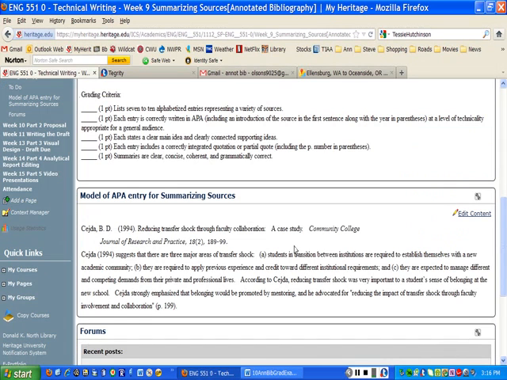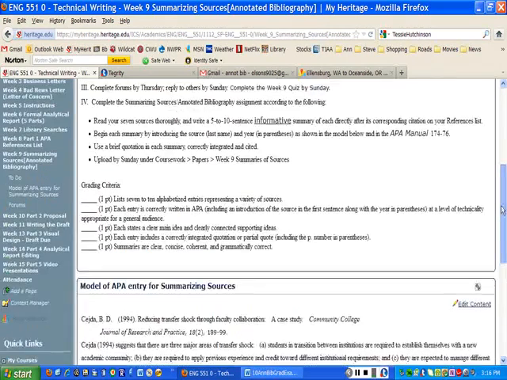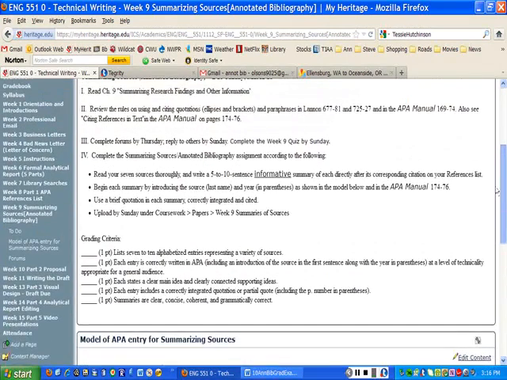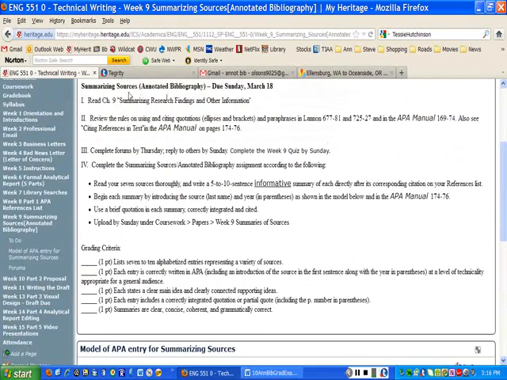First let me say I've got a really bad cold and I hope my voice lasts, so just bear with me. First of all, let's look at the assignment for week 9. And it is summarizing sources.